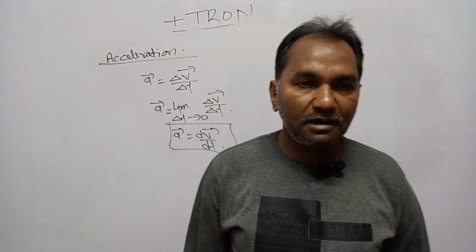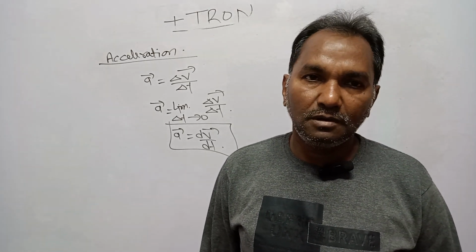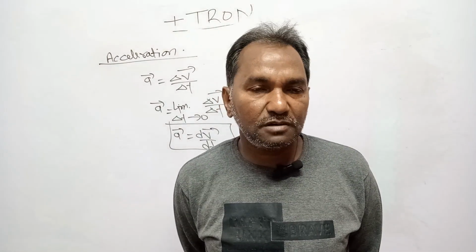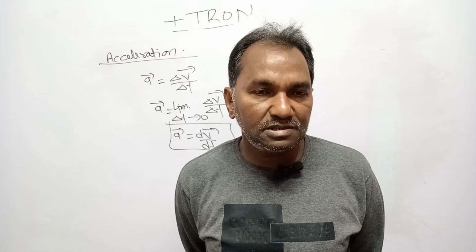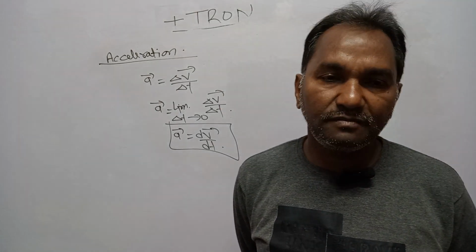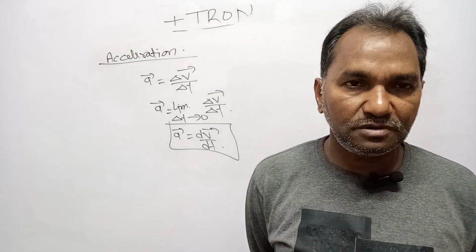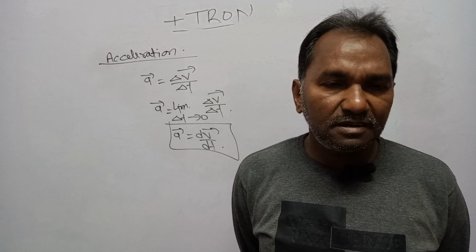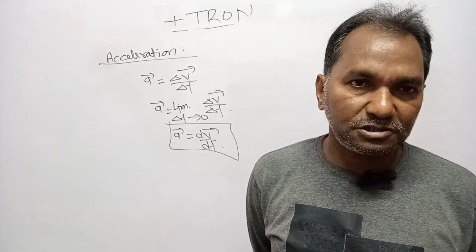I'm sure and very confident that you know the equations of motion. The three equations of motion are V is equal to U plus AT, S is equal to UT plus half AT square, and V square is equal to U square plus 2AS. All these equations consider constant acceleration.